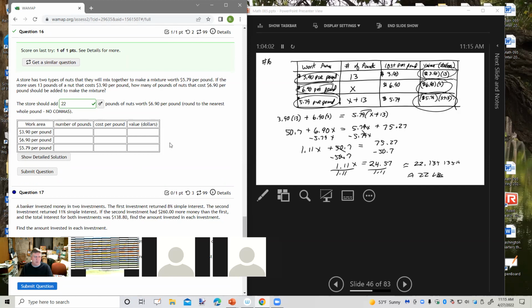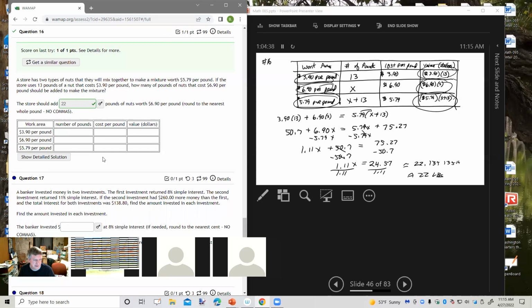I mentioned this before, but I want to mention it again. In correcting your last tests, a lot of people missed a lot of points because they didn't read and follow the directions. It had to do with mixed numbers versus decimal numbers and whatever. So for instance, here, if I put in 22.135, let's see if maybe it might take it. Nope, it says it's wrong. Okay, because they wanted to round to the nearest whole pound. So you've got to follow the directions.